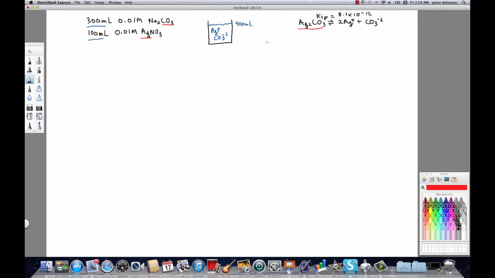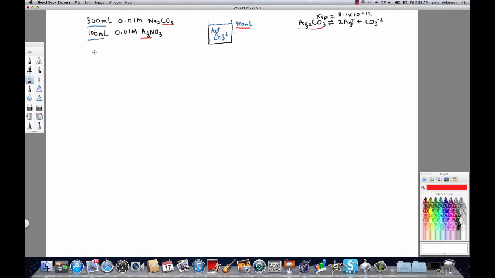So how are we going to figure this out? The first thing we have to do is figure out what the actual molarities of the silver nitrate and the sodium carbonate are in this new solution, because the volume is now 400 milliliters. We had 100 mL of the 0.01 molar silver nitrate and 300 mL of the sodium carbonate. We've mixed these together and produced a new volume, so the molarity of these two solutions is going to change. So the first thing is to figure out the new molarities.